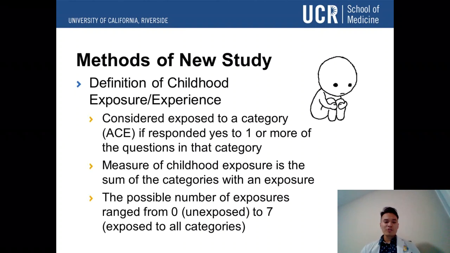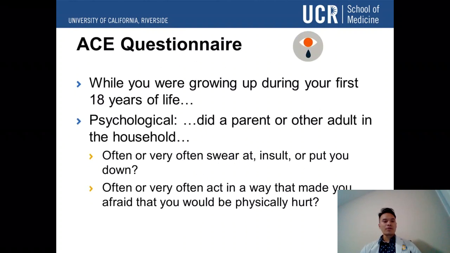The measure of childhood exposure is the sum of the categories with an exposure. It's going to make a little bit more sense later. And the possible number of exposures ranged from 0, which means unexposed, to 7, exposed to all the ACE categories. So let's begin. We'll go pretty quickly through the ACE questionnaire.